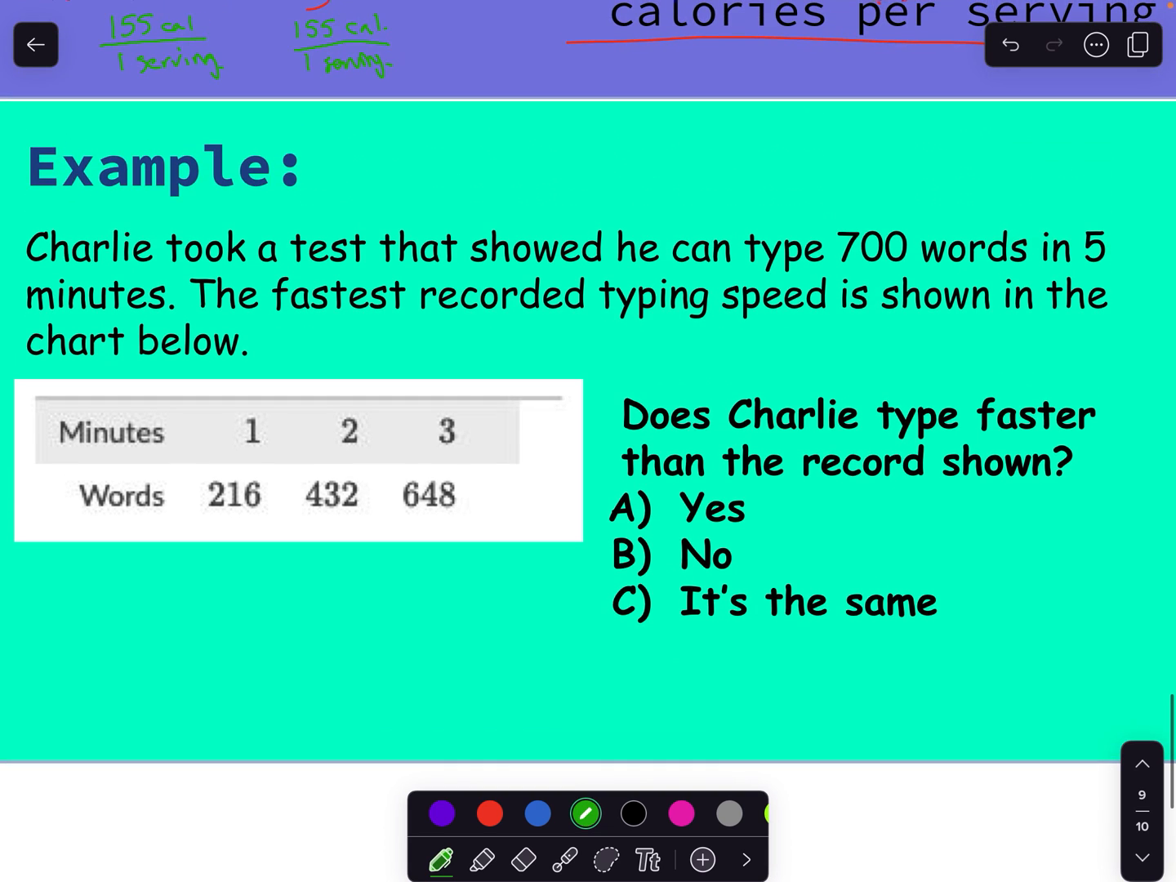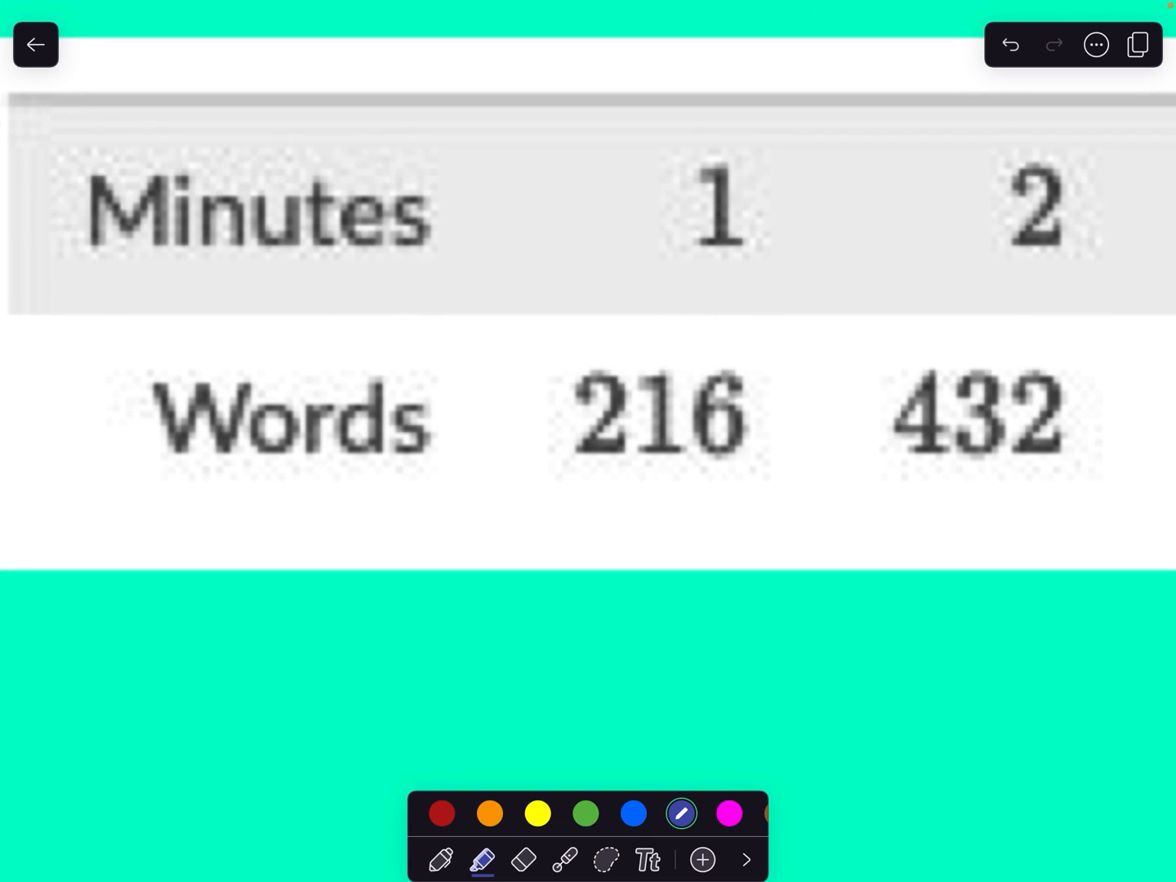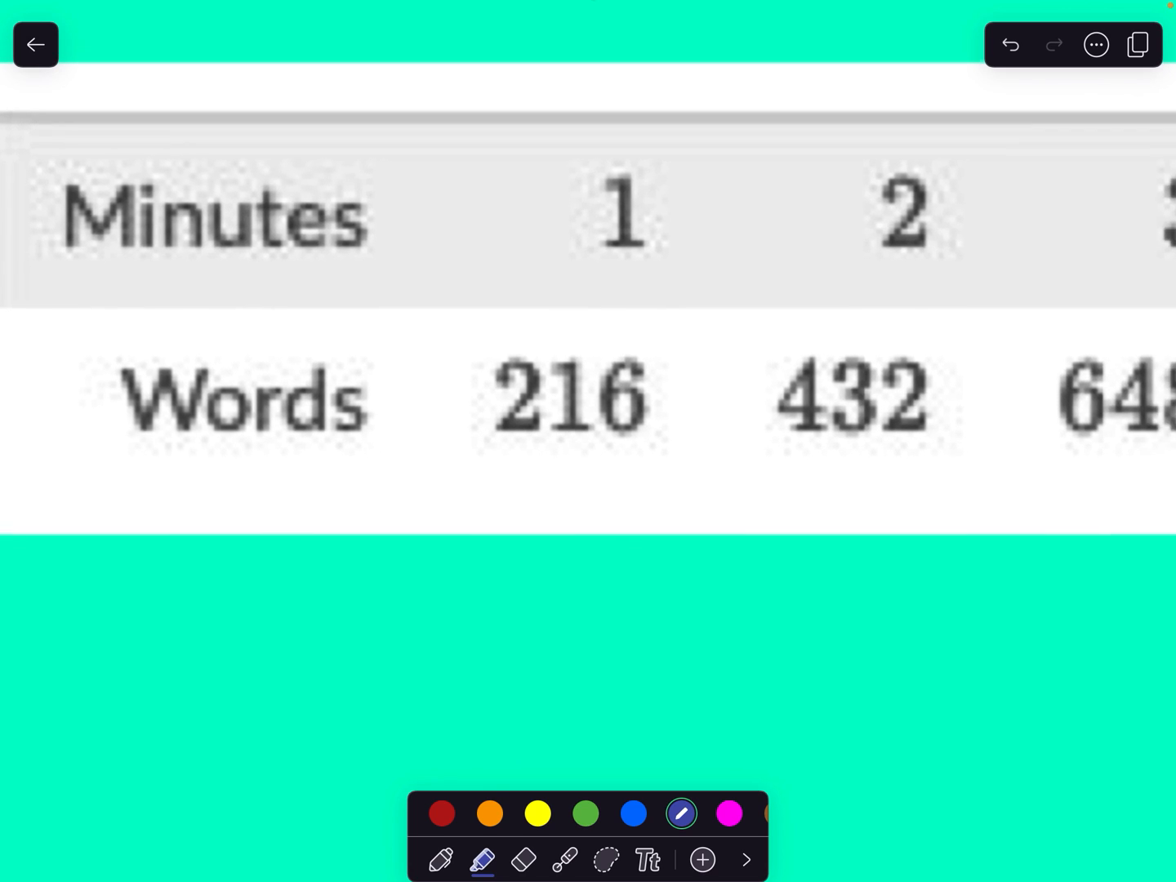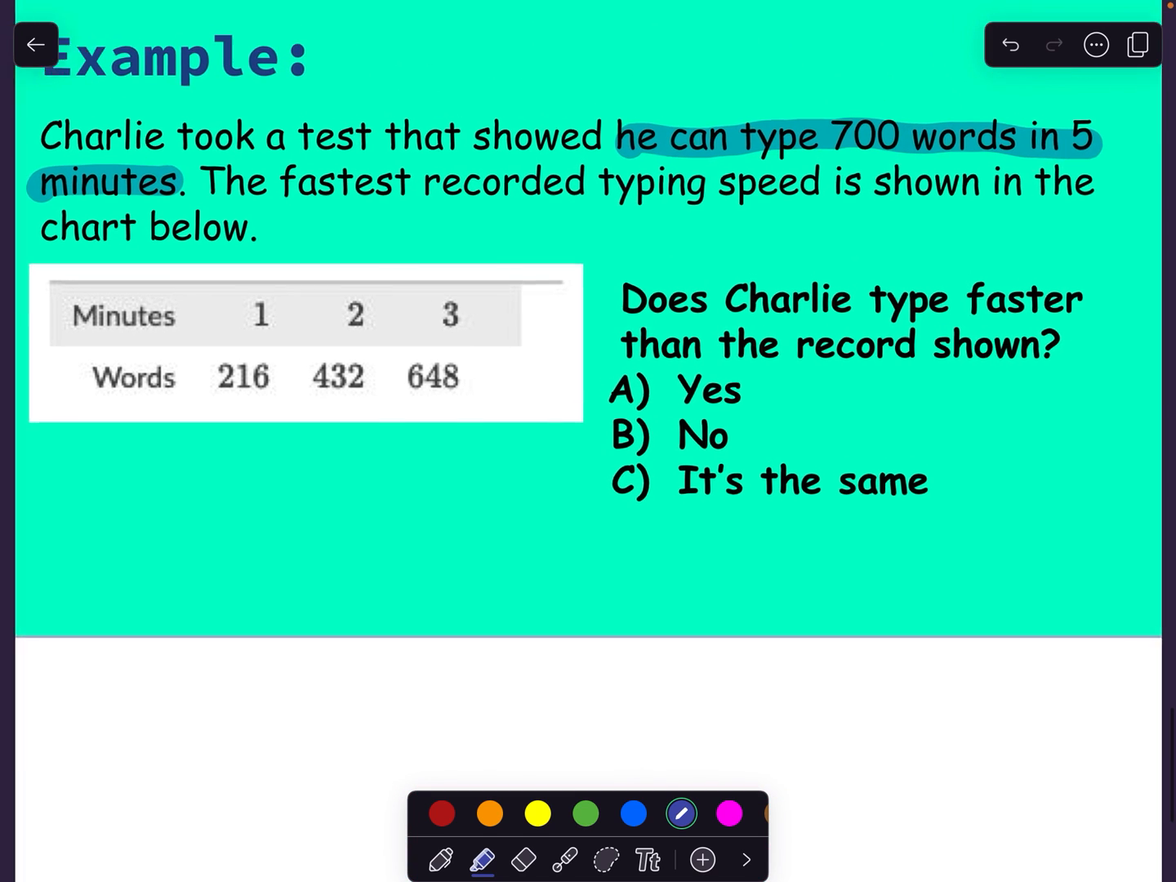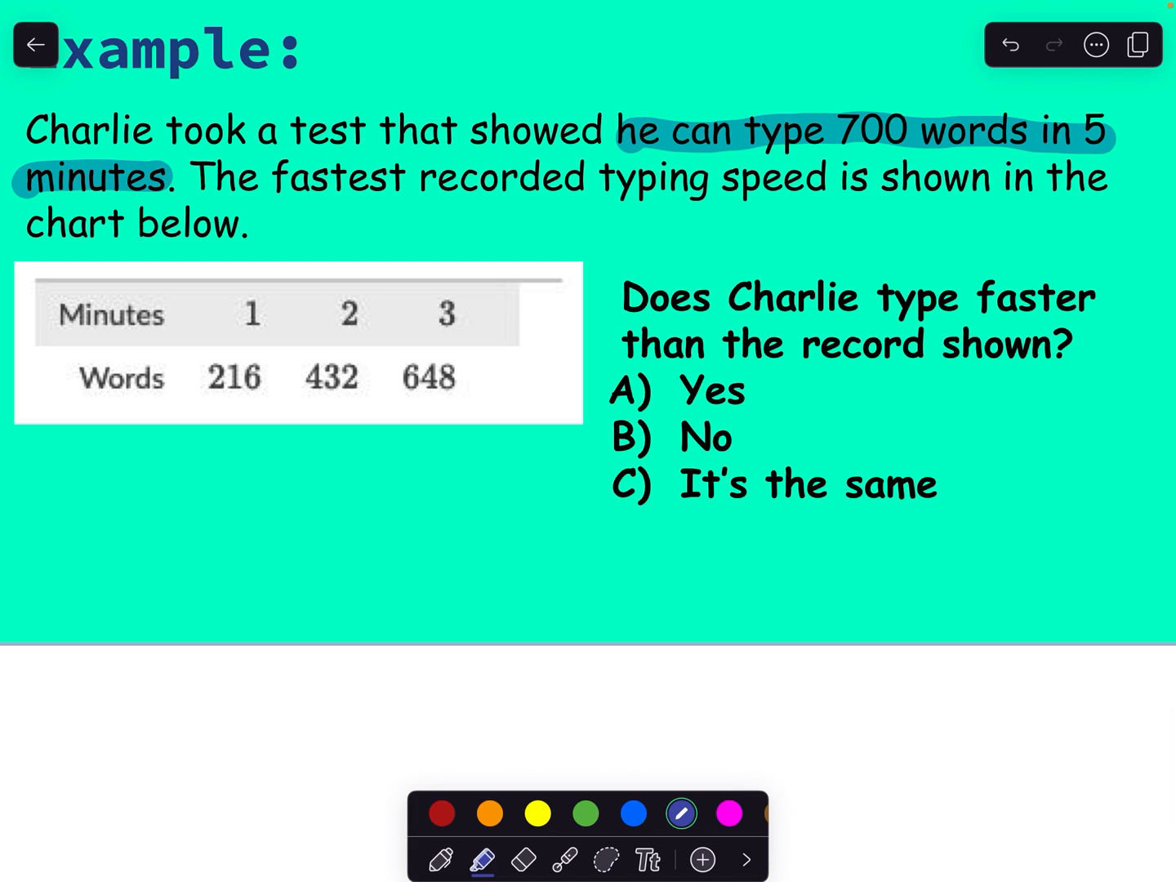So for example, here's what we're talking about. This one says, Charlie took a test that showed he can type 700 words in 5 minutes. The fastest recorded typing speed is shown in the chart below. So this is like the fastest person ever. They could do 216 words in 1 minute. Does Charlie type faster than the record shown? Yes, no, or it's the same. In order to compare these things, this one's already good. This is already how many words in 1 minute. That's what we want to figure out.